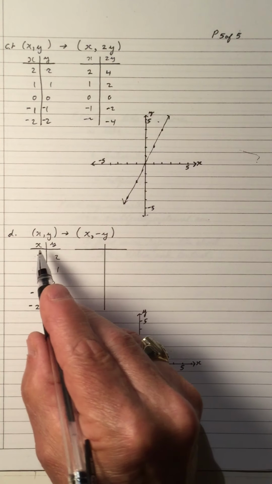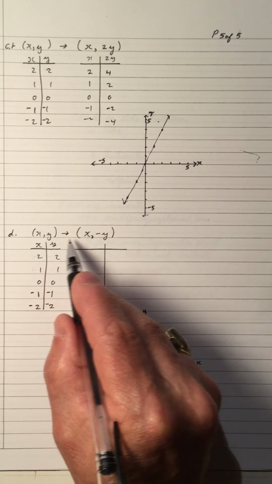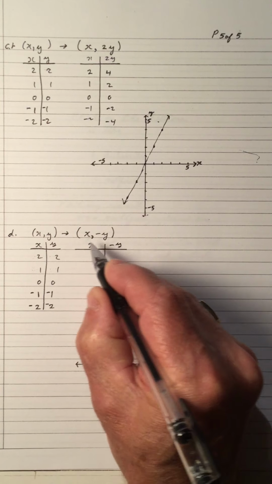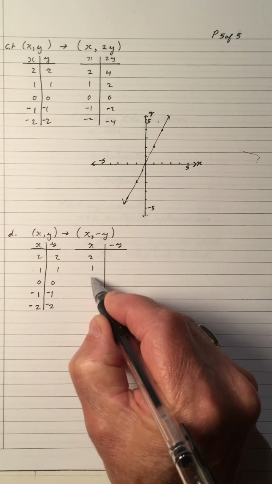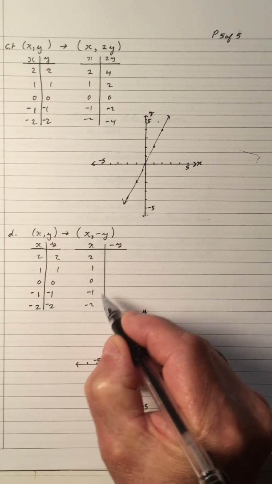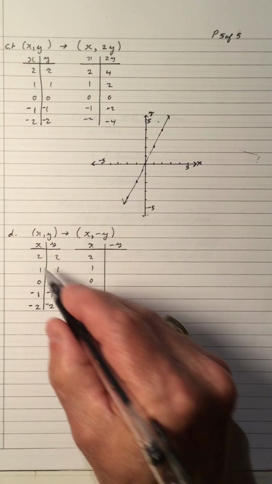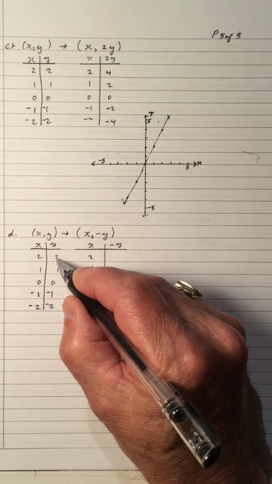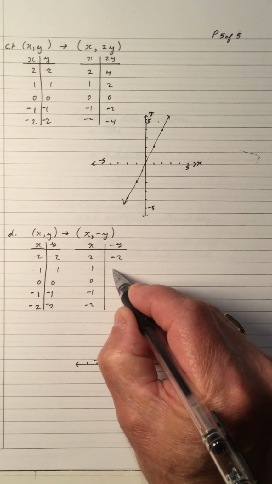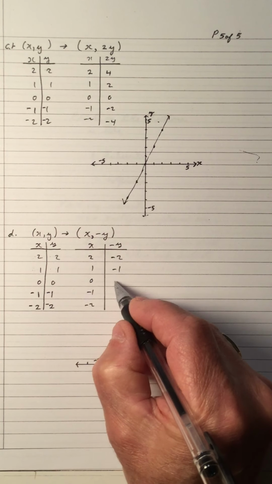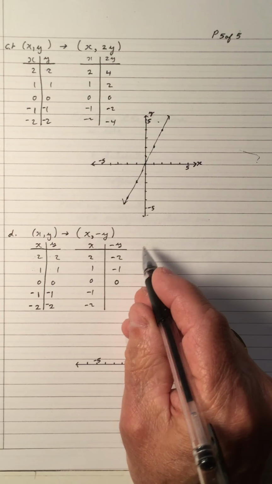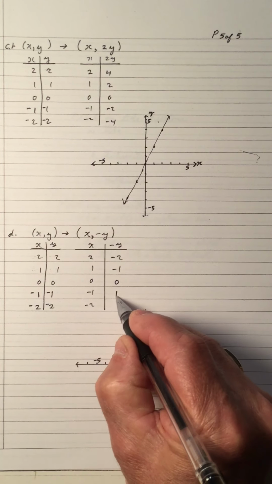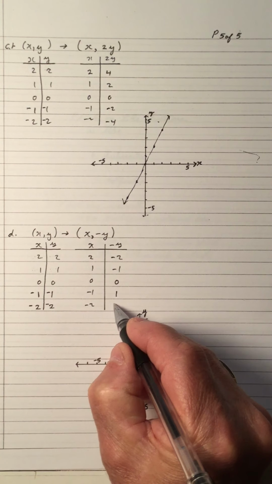And so we have another mapping notation, x comma y maps to x, negative y. So that's an x, that's a negative y. Again, the x is not changed: 2, 1, 0, negative 1, negative 2. The x values are not changed, but the y value is the negative of it, so it's the opposite. So the opposite of 2 is negative 2. Opposite of 1 is negative 1. Opposite of 0 is 0. 0 has no opposite. 0 is neither negative nor positive. The negative of negative 1 is positive 1. The negative of negative 2 is 2.